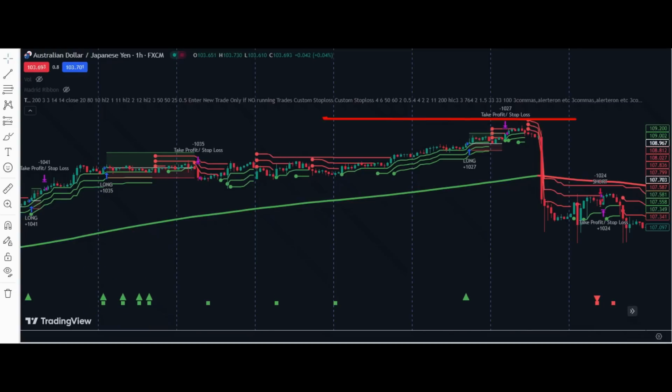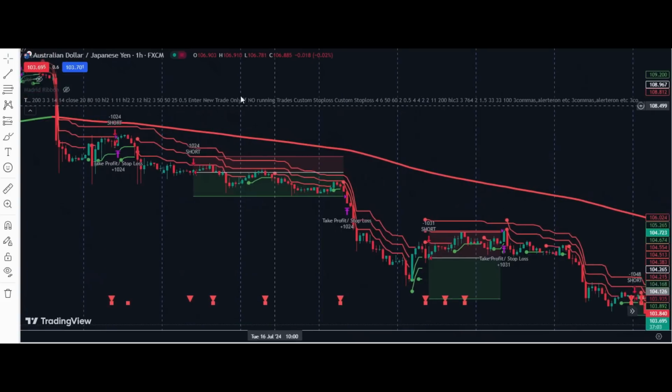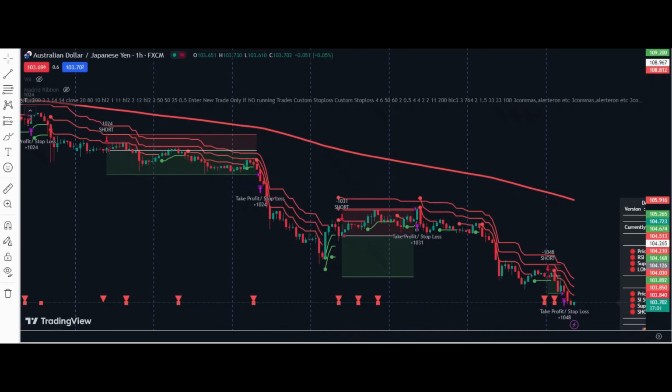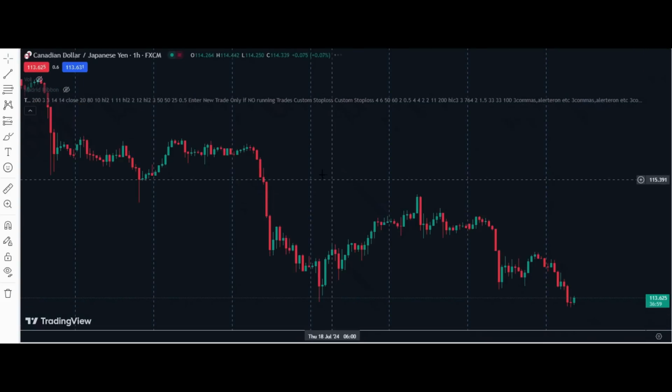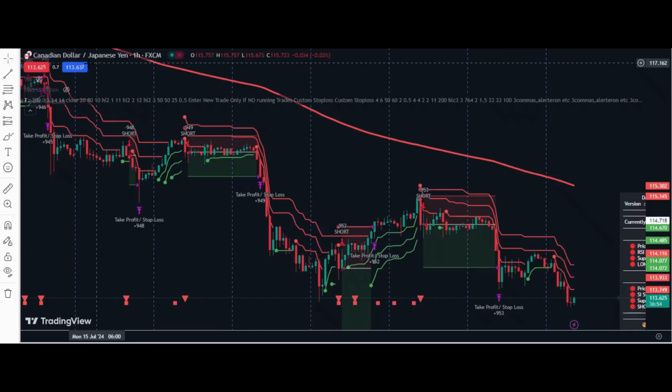Let's again have a look at another currency pair to see how this market is faring. And now we are looking at a current market, which is the Canadian dollar against the Japanese yen. Same thing applies. You can clearly understand, even if you are new in the market, that the current market is in a downtrend. This is a downward market.